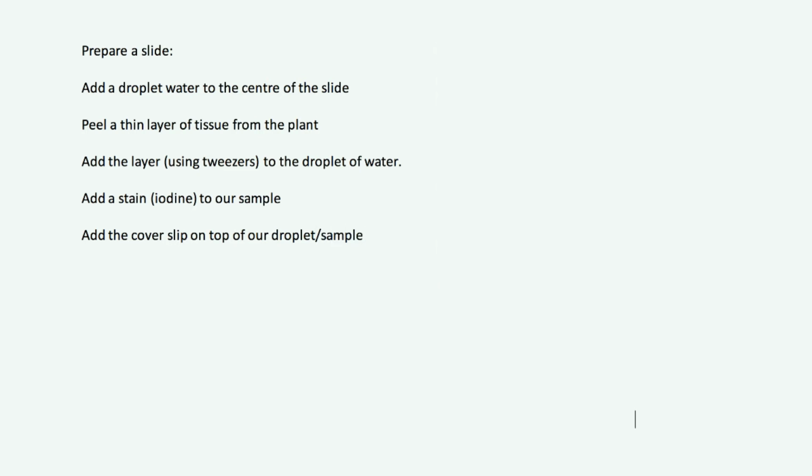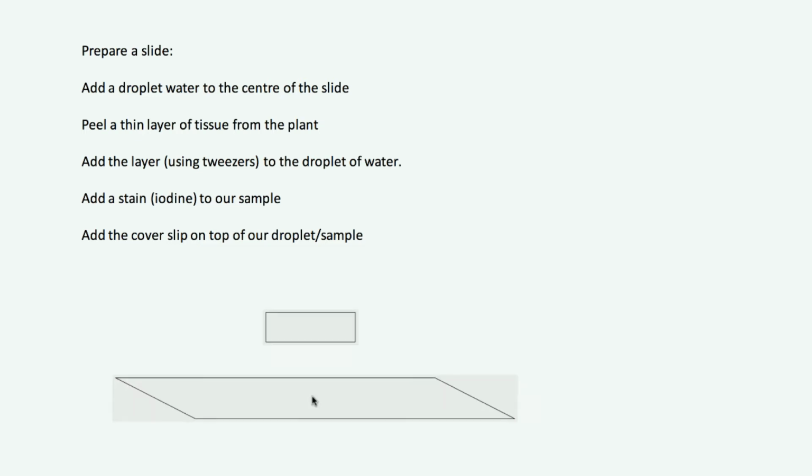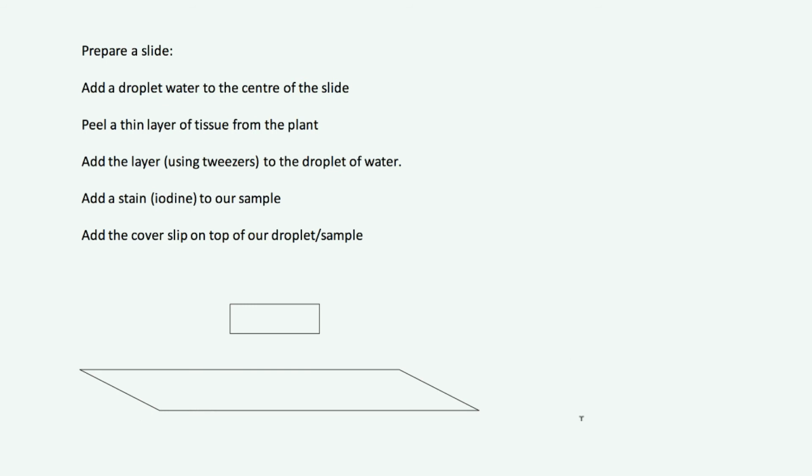Okay, I'll show you a quick diagram of this. And this is obviously just made by myself. If you've got this at the bottom, right, this is your slide. Okay, it's just a flat piece of glass. This here is your cover slip. Okay, and what you're going to do, first of all, is add a droplet of water. Okay, so you add your droplet of water like so. Right, this is our water.